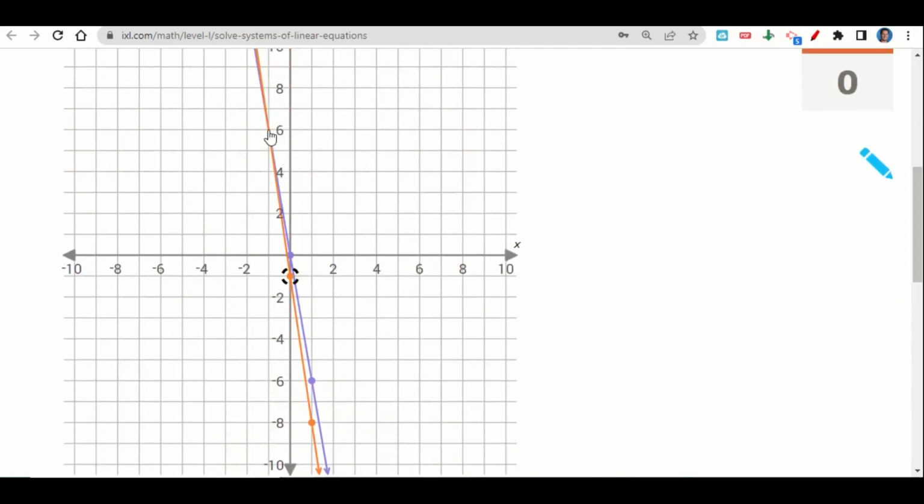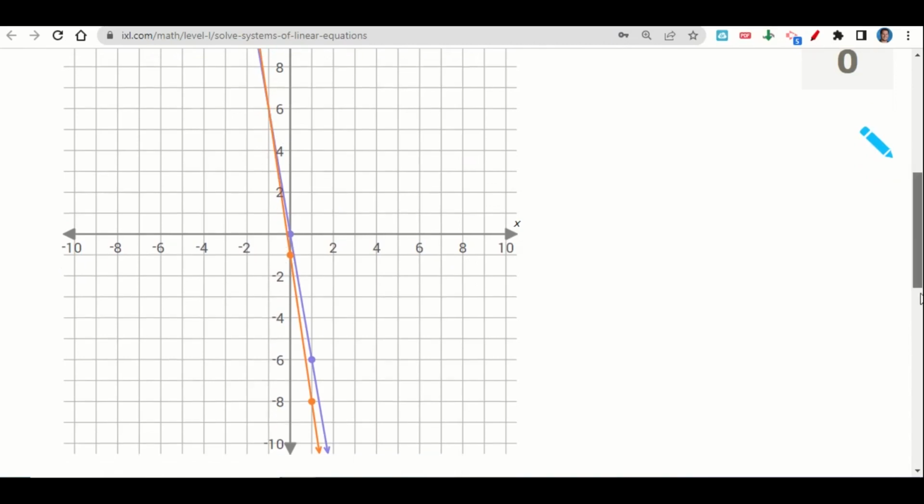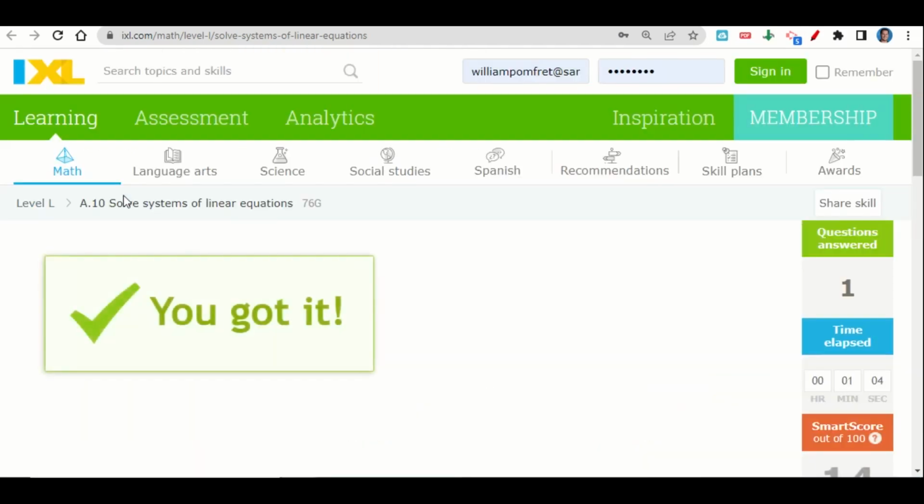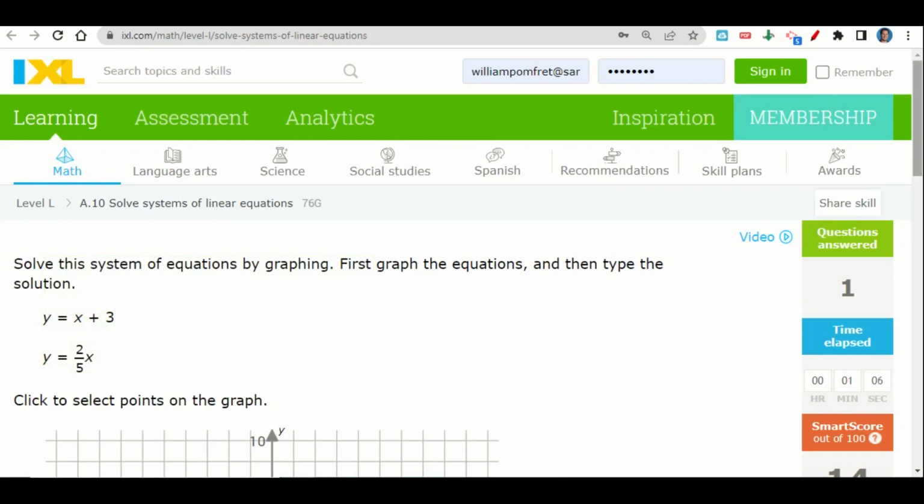Well, we can see that they cross right here. So that's at x equals negative 1, y equals 6. So negative 1 and 6. We go ahead and hit submit. It tells us we got it right and sends us on to the next one.